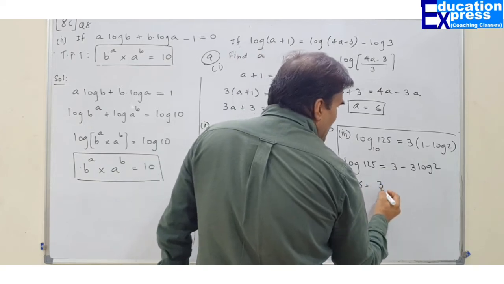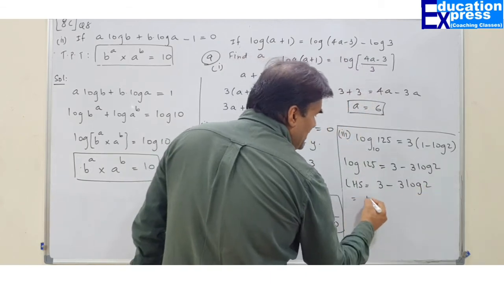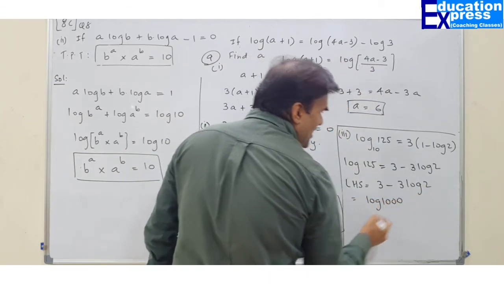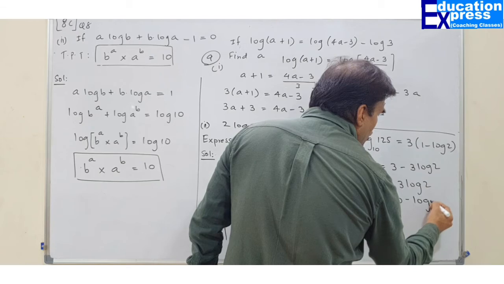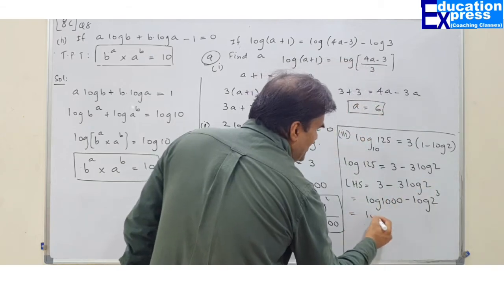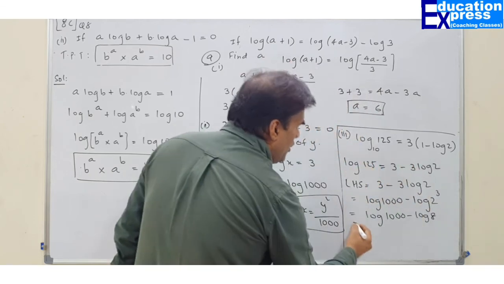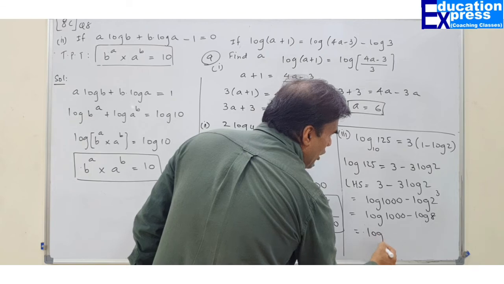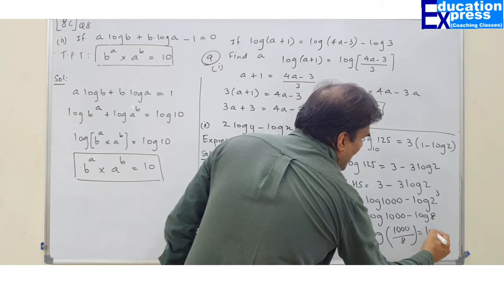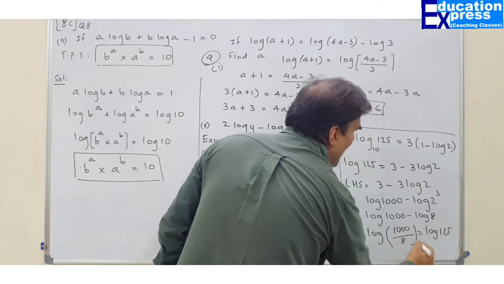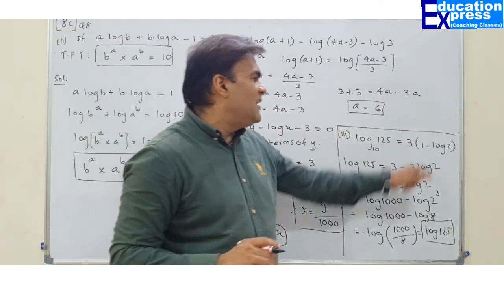LHS is 3 minus 3 times log 2. 3 means log of 1000, minus 3 log 2. Let's take this 3 up, so log 2 raised to 3. That means log of 1000 minus log of 8. Log A minus log B is log A upon B. That is nothing but log of 125. Hence, proved. My dear friend, we wanted to prove that this and this, they both are same.